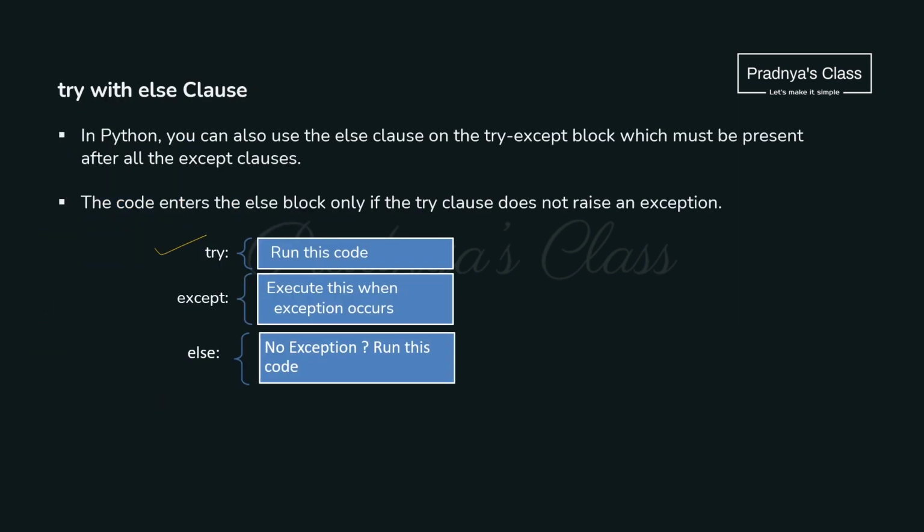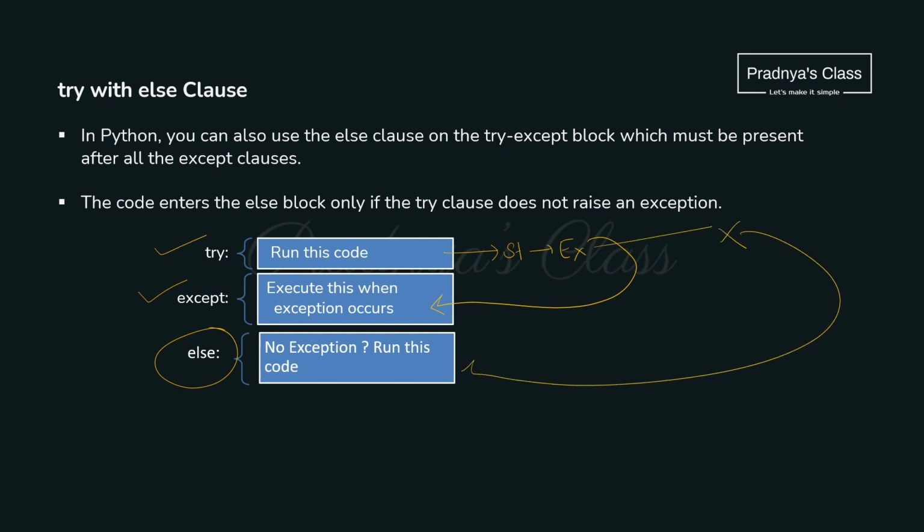We understood the try and except blocks. There is one more block, that is the else block. In the try block we write the statement which may result in an exception. If an exception occurs, it will come to the except block. But what if an exception doesn't occur? Then it will come to the else block.